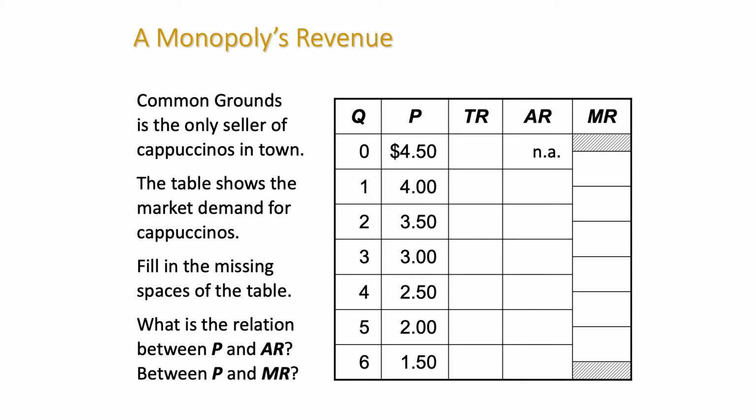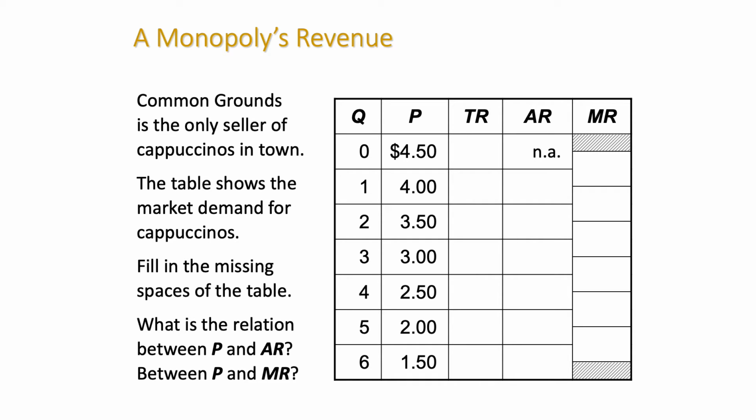So, a monopoly's revenue, let's set this up. Common Grounds is the only seller of cappuccinos in a town. The table shows the market demand. So this is price and quantity. We can easily graph this on a demand curve, right? So when Q is 0, price is $4.50, etc. You have a downward sloping demand curve, as you can see evidenced here.